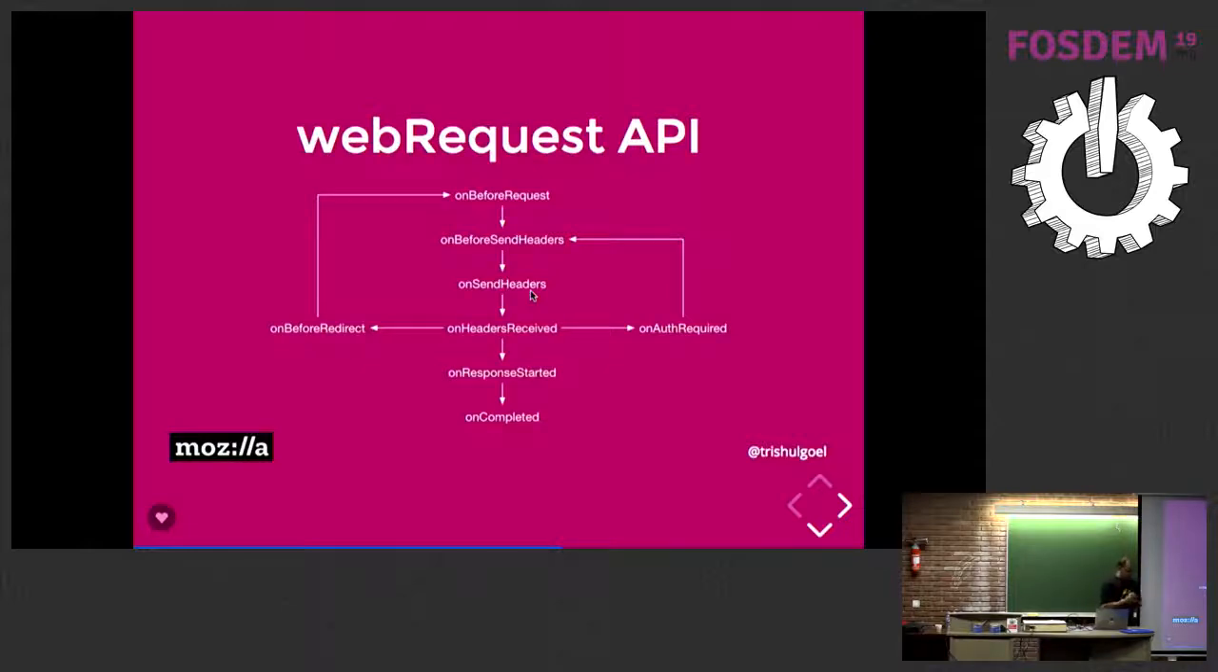So let me put this back. I think all of you know ad blockers, right? Everyone has been using ad blockers. Do you think this API can be used to make an ad blocker of your own? This is the exact same API which is used to make every anti-tracking extension and every ad blocker. So this is a bit powerful.